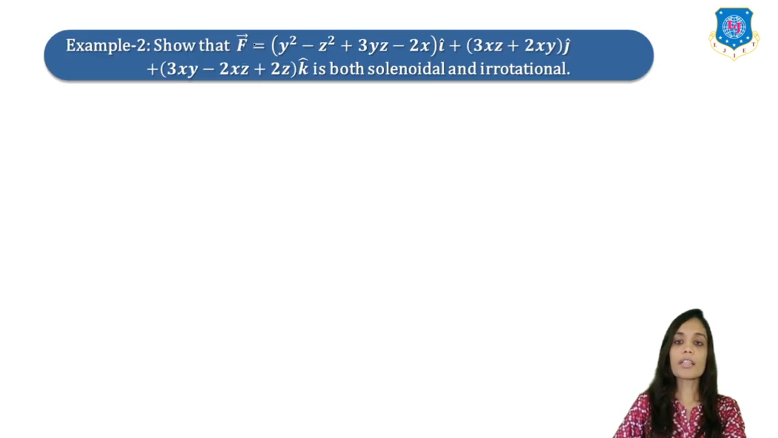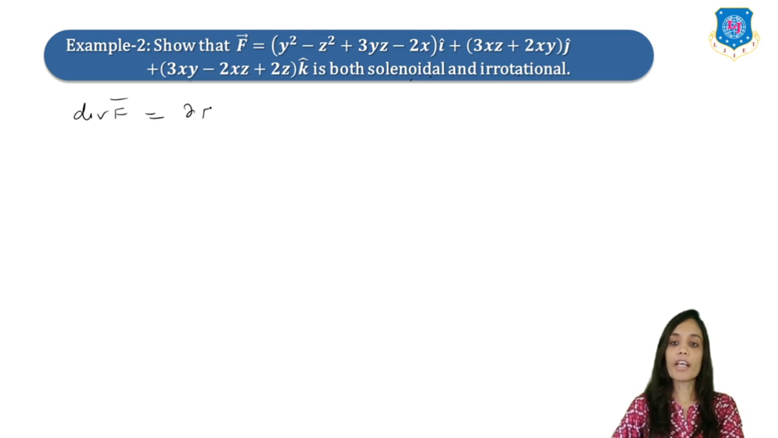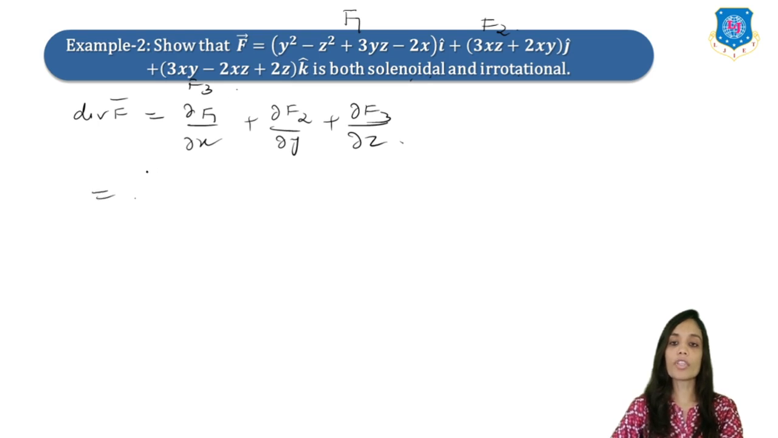We have to show that this vector field is both solenoidal and irrotational. So firstly we will show that the vector field is solenoidal. So we will prove that the divergence of f bar is equals to 0. So let us write the formula of divergence of f bar. It will be del f1 upon del x plus del f2 upon del y plus del f3 upon del z. Now this is your f1, this is your f2 and this is your f3. Just put the values of the derivative.